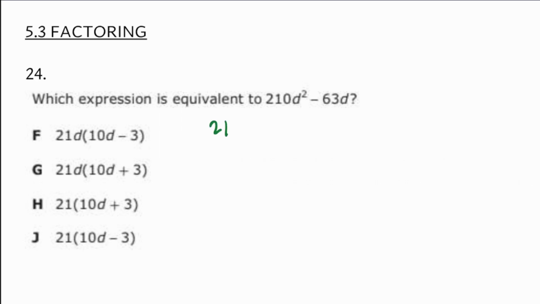And I see d squared and d, so I can factor out that one common factor of d in both of these terms. And I'll say, what do I multiply 21d by to get 210d squared? I get 10 to get 210, and one more power of d to get 2 total powers of d. And then what would I multiply 21d by to get negative 63d? That would be negative 3. And that would be that one right there.